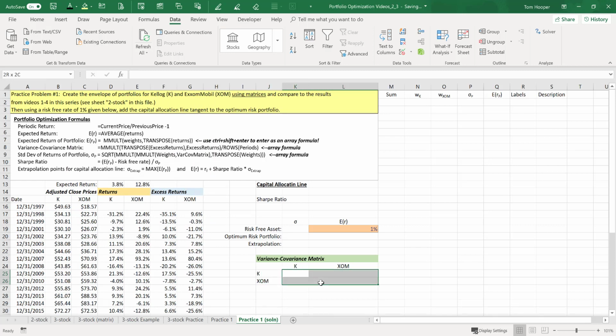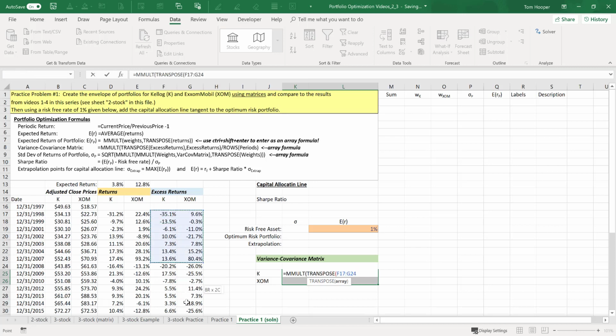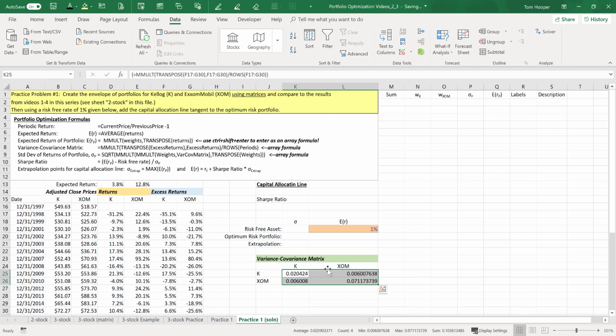Because our next step is to calculate the variance covariance matrix using this formula on the excess returns, multiplied by the excess returns, divided by the number of rows in the excess returns. Be sure to Control Shift Enter, and if we had all 4 cells selected when we started, we'll get the variance of Kellogg, the variance of ExxonMobil, and then the covariance between the two.